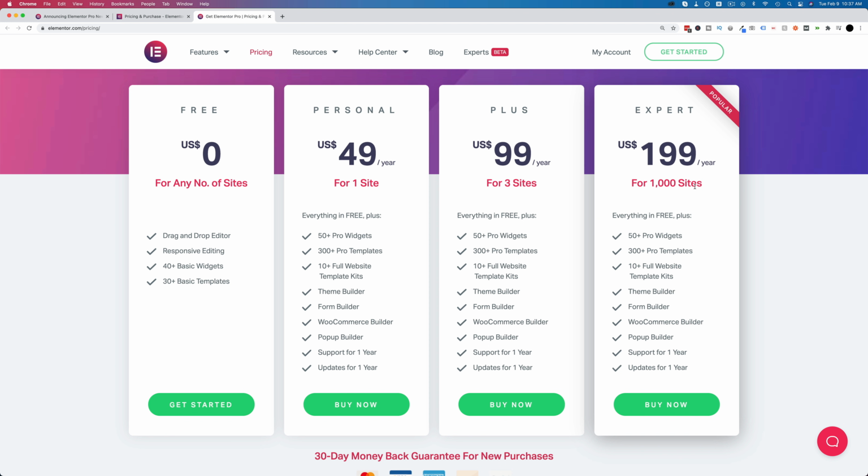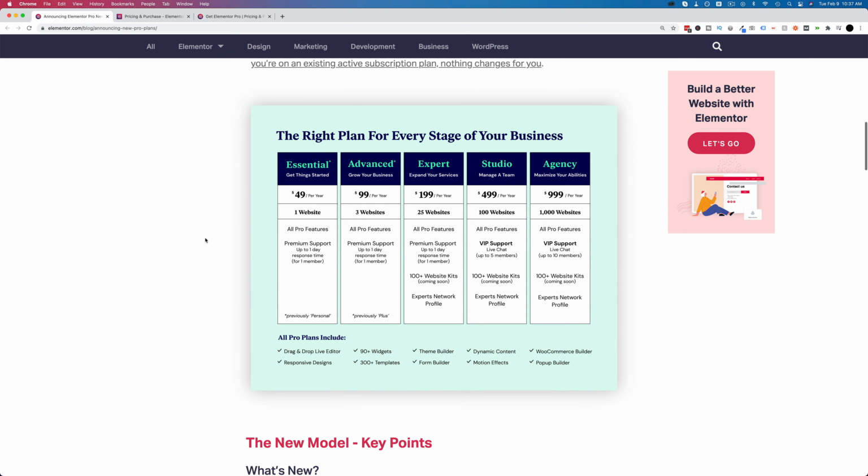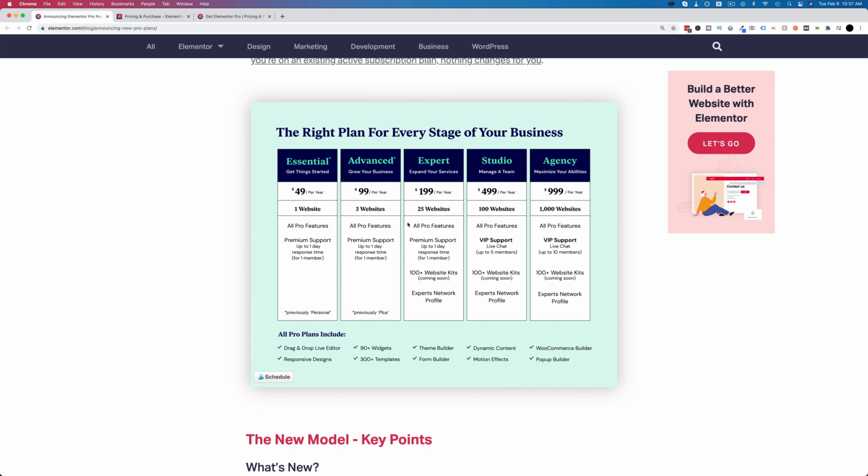There's very few people who make 1,000 sites, though, let's be honest. It was really the people who were reselling Elementor that were taking advantage of this. Some agencies were, but I'm sure there's a lot of reselling going on. And so there was a bit of an uproar when this went down to 1,000 sites. But now $199 is going down to 25 sites. I'm pretty sure there's going to be a small explosion somewhere on Reddit. So why are they doing this?